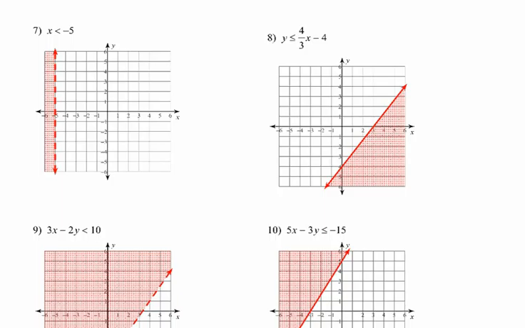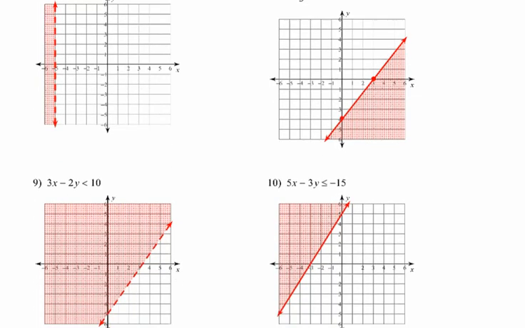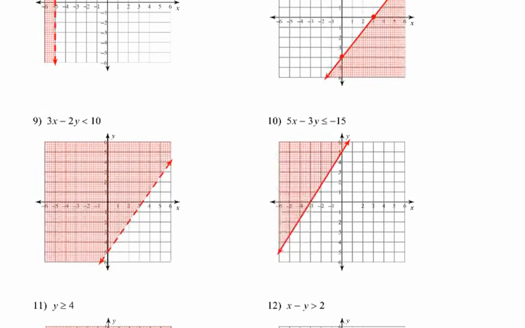For number 8, we have the y-intercept of -4 and the slope of 4/3, so we rise 4, run 3. Everything less than or equal to means they shaded the lower half. 9 and 10. Well, these are a little bit strange. These we need to change into slope-intercept form. And there's something tricky about these while doing it.